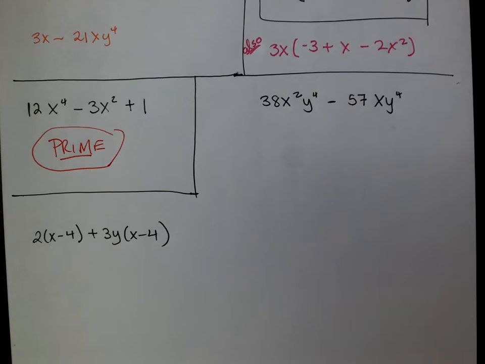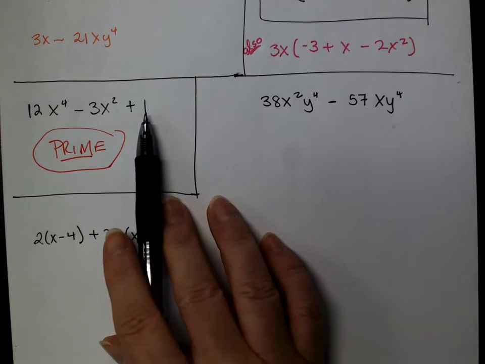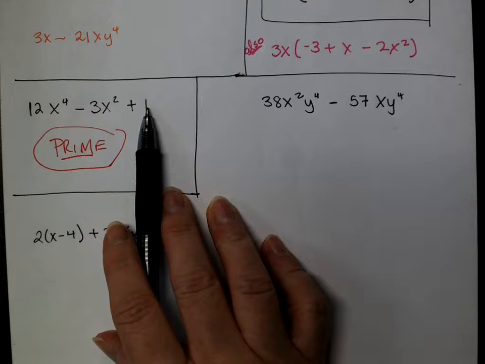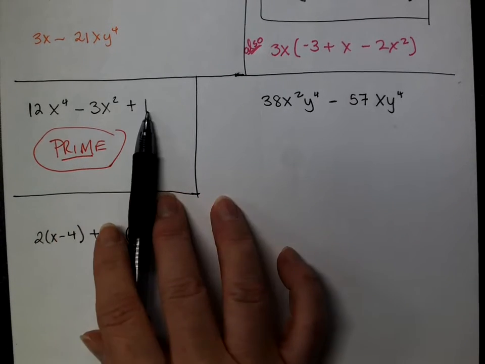So if it was like that, with another number that could possibly go into 3 as well, but there was no common variable, would it still be prime? No. Let's say this was a 6. Then if this were a 6 instead of a 1, what would your numerical GCF be? 3. And so you would divide a 3 out.